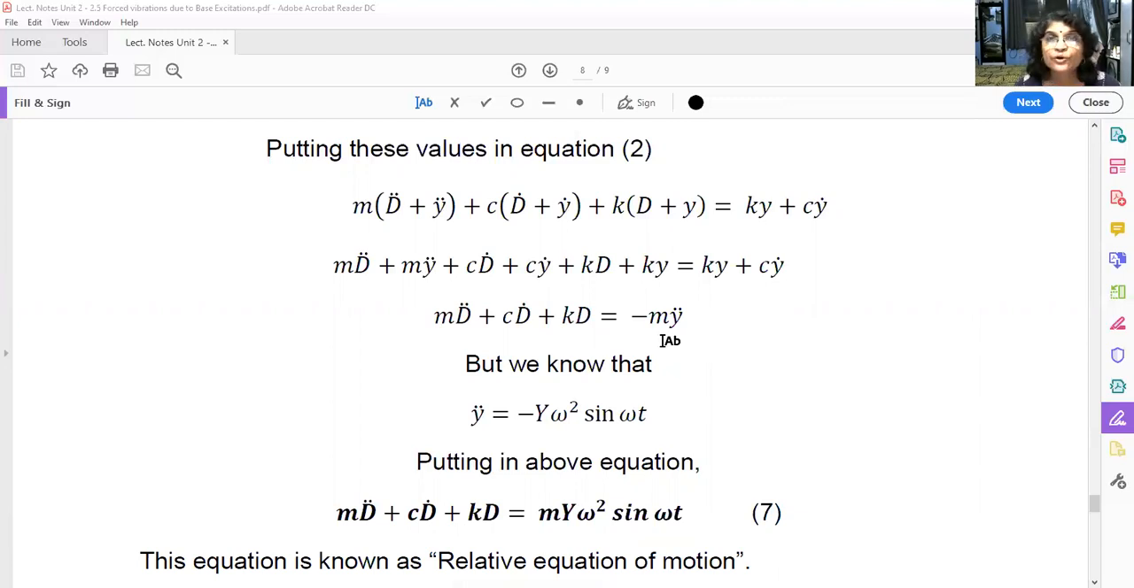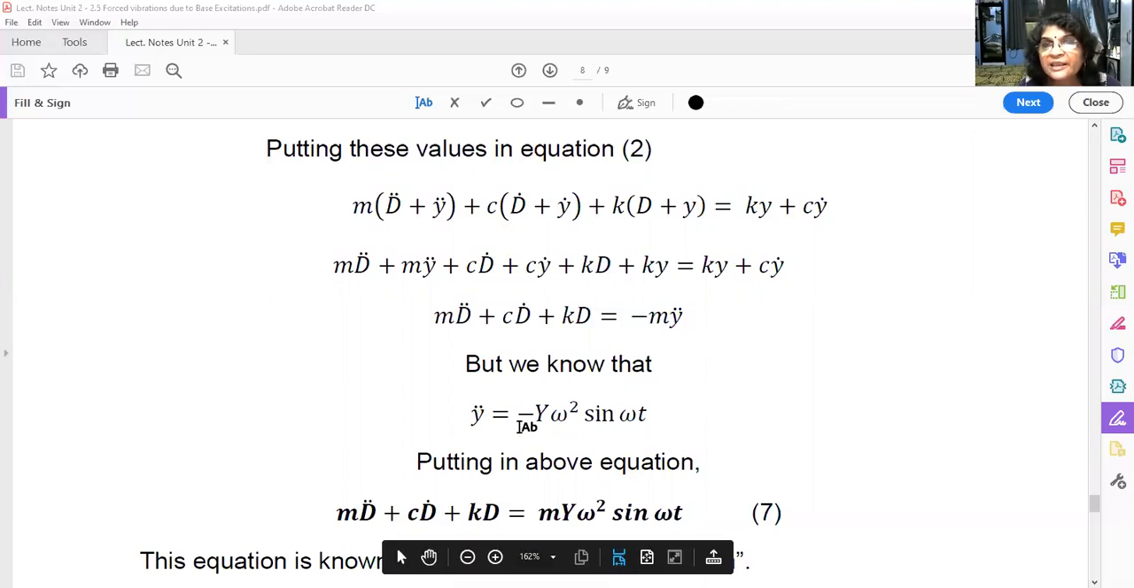Okay, so you know that y double dot is equal to minus Y omega square sine omega t, because y, small y, is equal to capital Y sine omega t. Therefore, y dot is equal to Y omega cos omega t. Therefore, y double dot is equal to minus Y omega square sine omega t. Okay, so putting the value of y double dot here, this minus sign and this minus sign will become plus here.